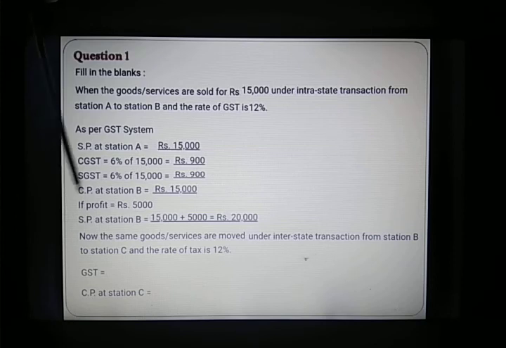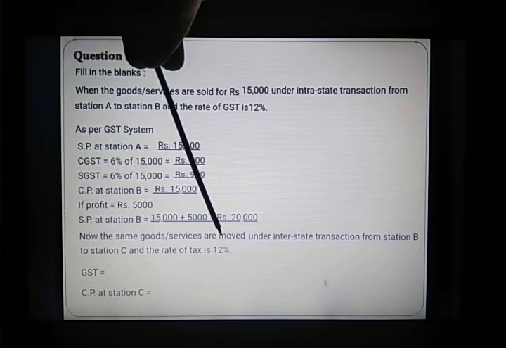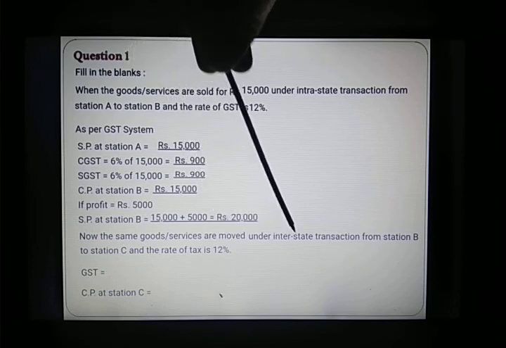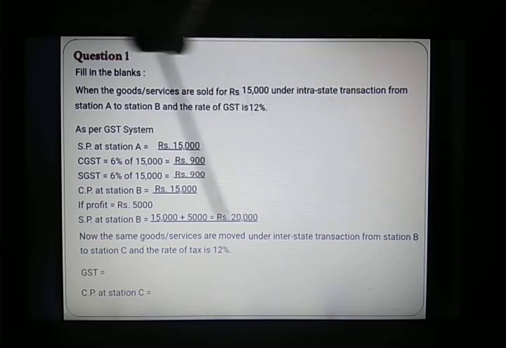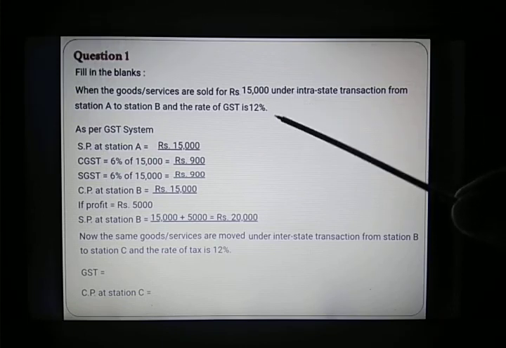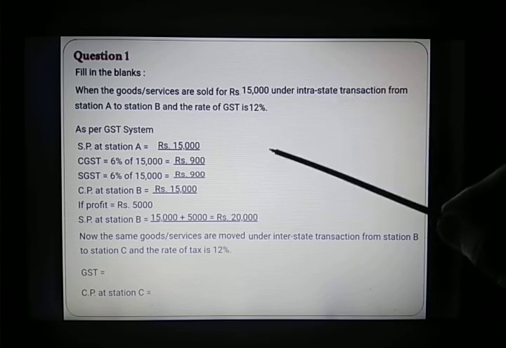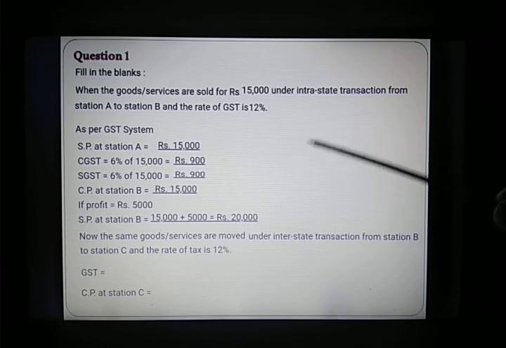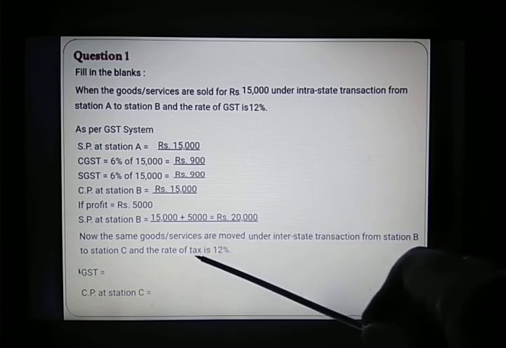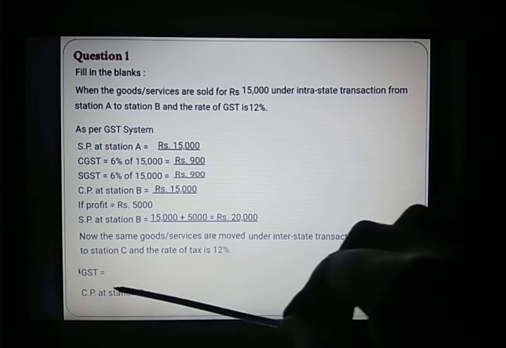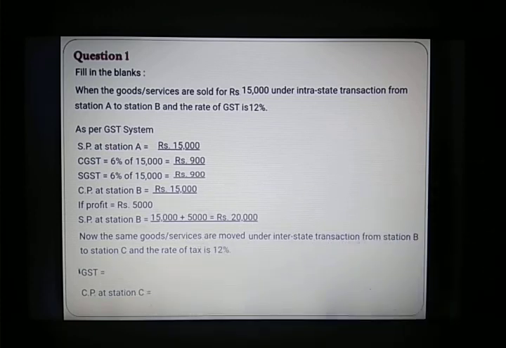Now it is said that the same goods or services are moved under interstate transaction from station B to station C. Just now we saw that from A to B it was an intrastate transaction, and now from B to another station C, which is lying in another state, that means the condition here is interstate. So the rate of tax is given to be 12%. Now they're asking what will be the GST. So obviously this time it's going to be IGST, right?